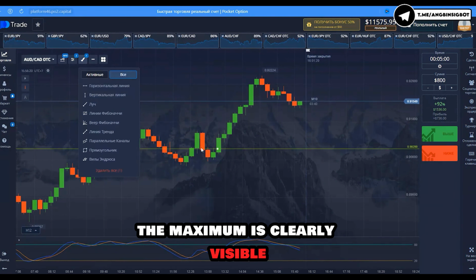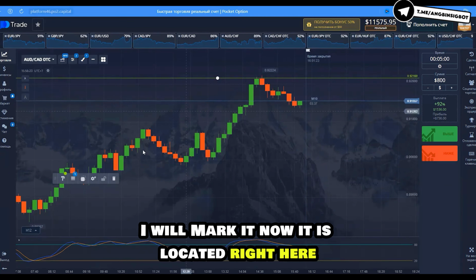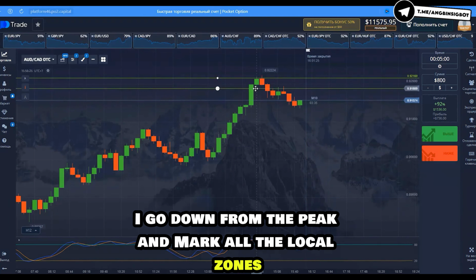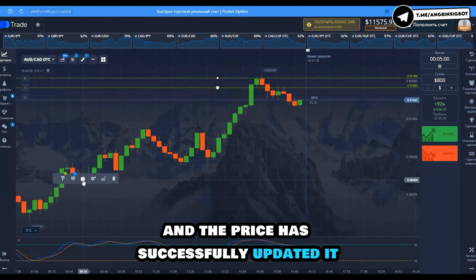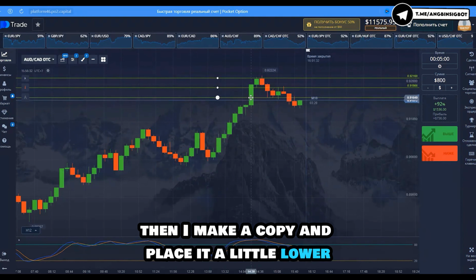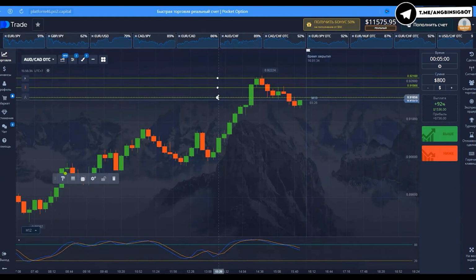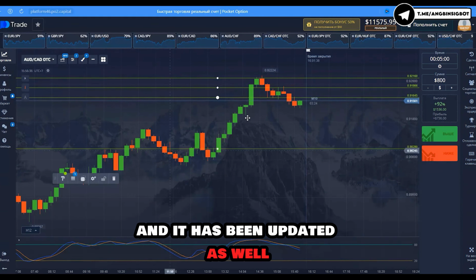The maximum is clearly visible. I will mark it now. It is located right here. Next, I go down from the peak and mark all the local zones. Here is a clear zone, and the price has successfully updated it. Then I make a copy and place it a little lower. There is also a zone here, and it has been updated as well.